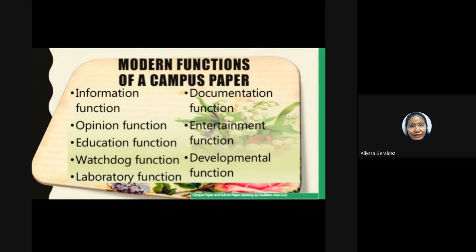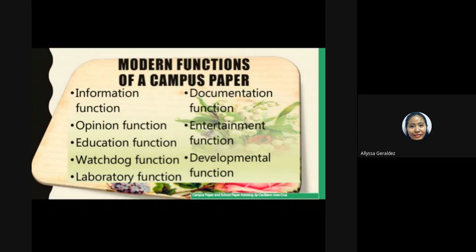I want you to discern the modern functions of a campus paper. First up, you have the information function. The primary function of journalism, which informs the readers of events that happened, that are happening, or that will still happen. Next, opinion function. Through editorials and editorial columns, the editor interprets the meaning of the news, especially the banner of the news, and gives his opinion of important matters or of significant events of the day.